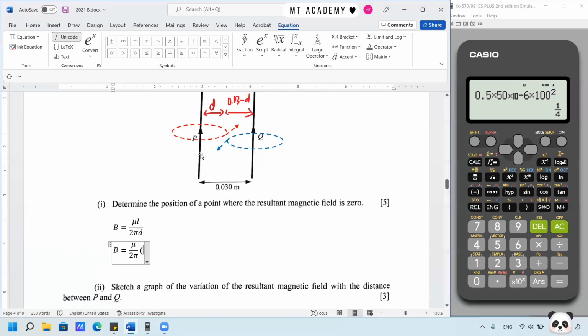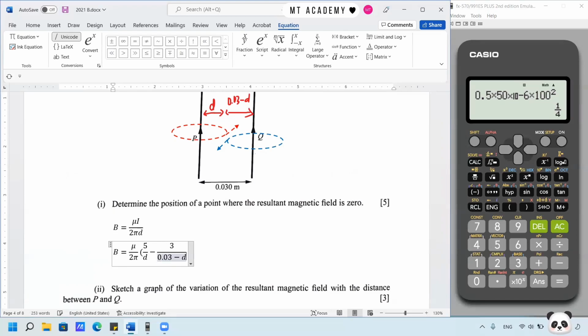So for wire P, it is equal to 5 ampere over the distance. I have labeled the distance here. So the distance between the point and Q will be equal to 0.03 minus D. So it will be minus, since we assume that entering into the page is positive, so out of the page should be negative. So minus 3 ampere over the distance, which is equal to 0.03 minus D. So this would be the expression of the resultant magnetic field between wire P and wire Q.